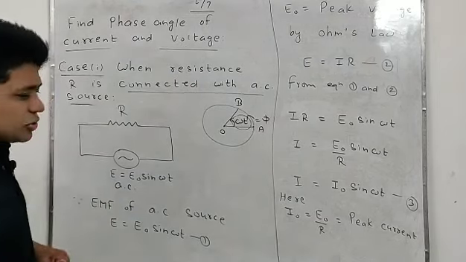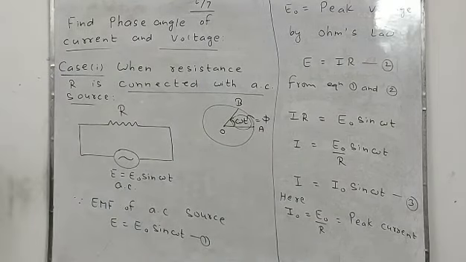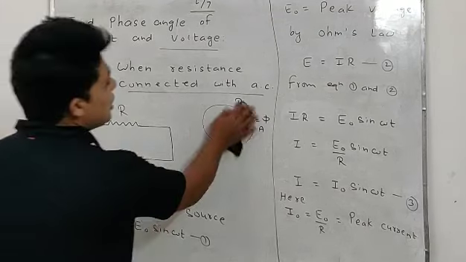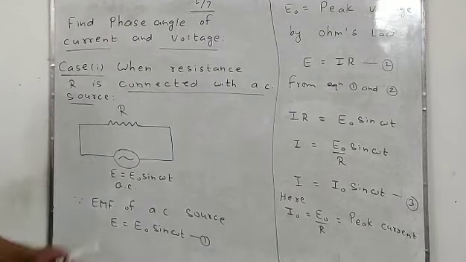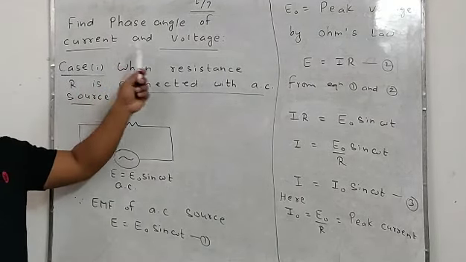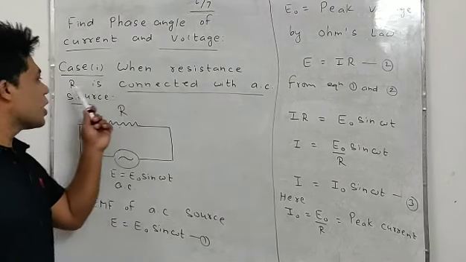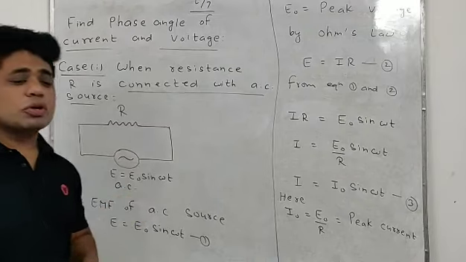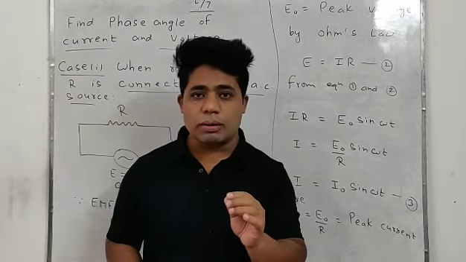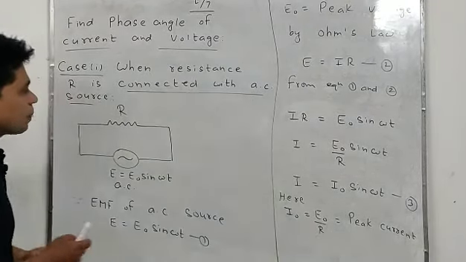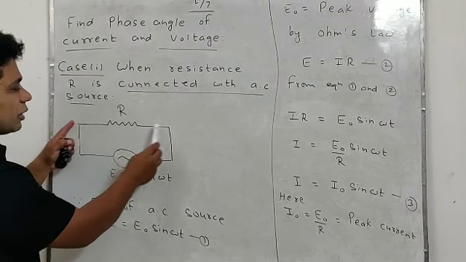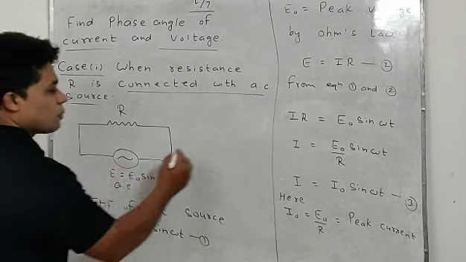So now look at students, what we'll find? We'll find the phase angle between current and voltage. We are having the first case, when resistance R is connected with an AC source. We are having only one component, resistance. So look at students, we are having a resistance R that is connected with an AC source.